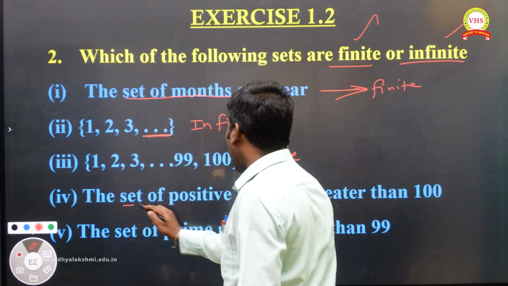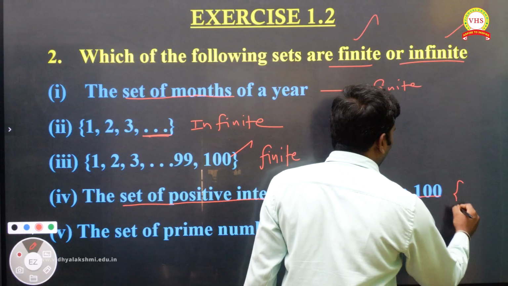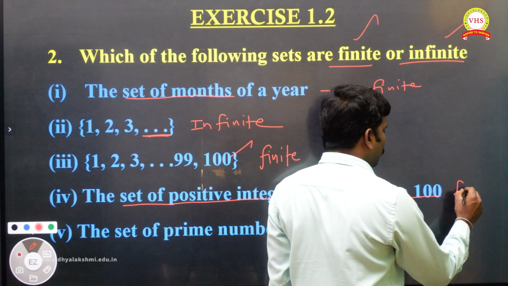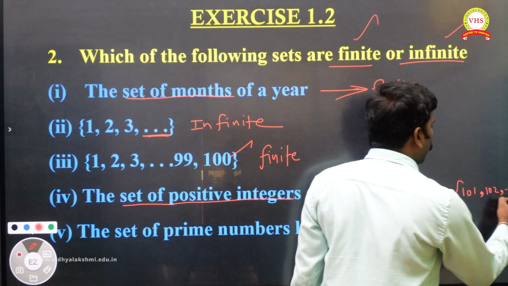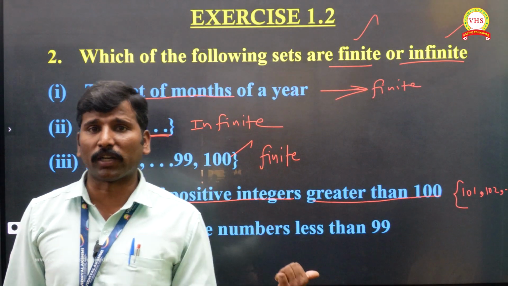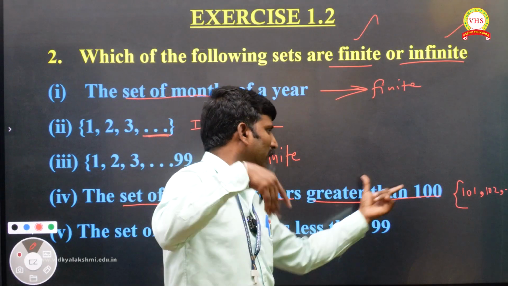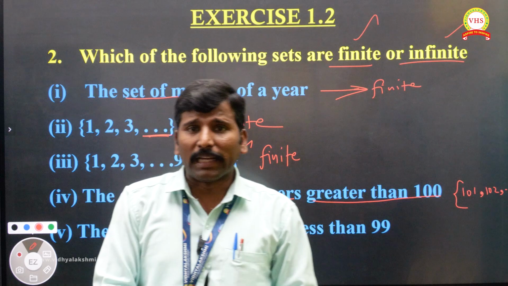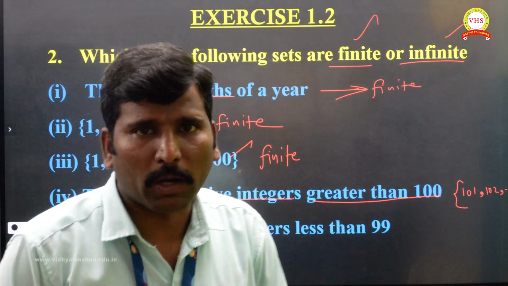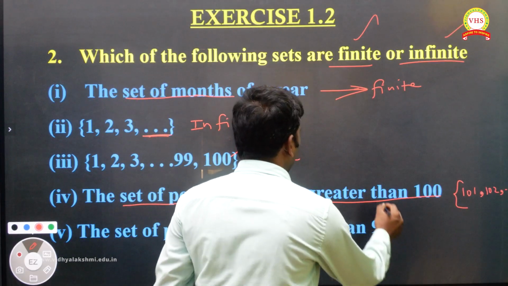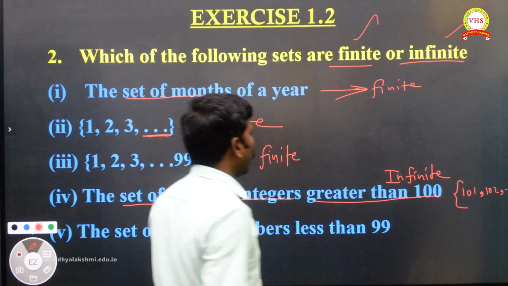And the set of positive integers greater than 100. Greater than 100 means 101, 102, going on dot dot. There is no end for this also. They said positive integers greater than 100, meaning above 100. An integer must not be a decimal value. 101, 102, like that it will go on. So that is also infinite. This is an infinite set.